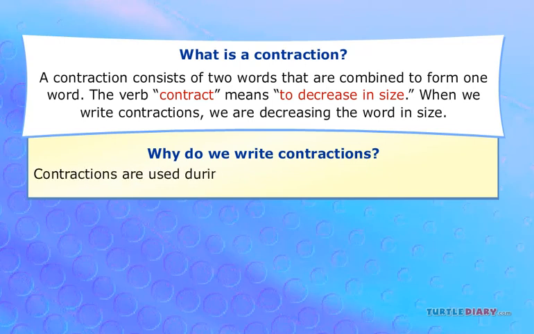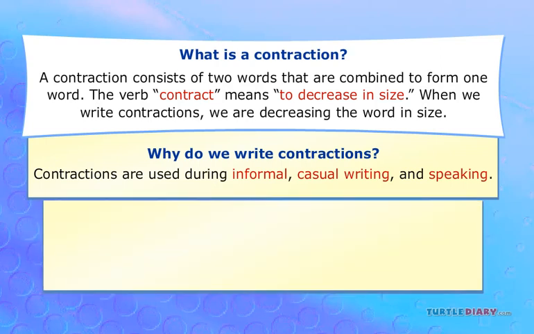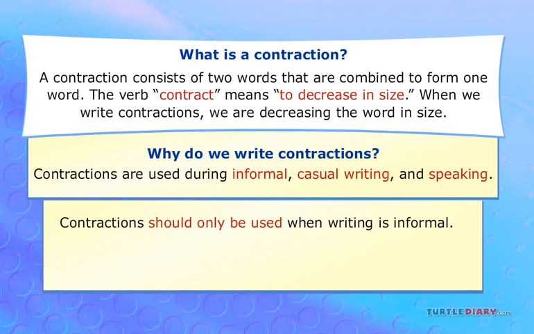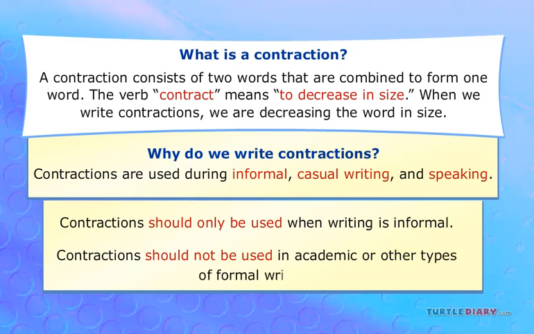Contractions are used during informal, casual writing and speaking. They are used as a way of speaking quickly and more fluidly. It is important to know when to use contractions. Contractions should only be used when writing is informal. Contractions should not be used in academic or other types of formal writing.